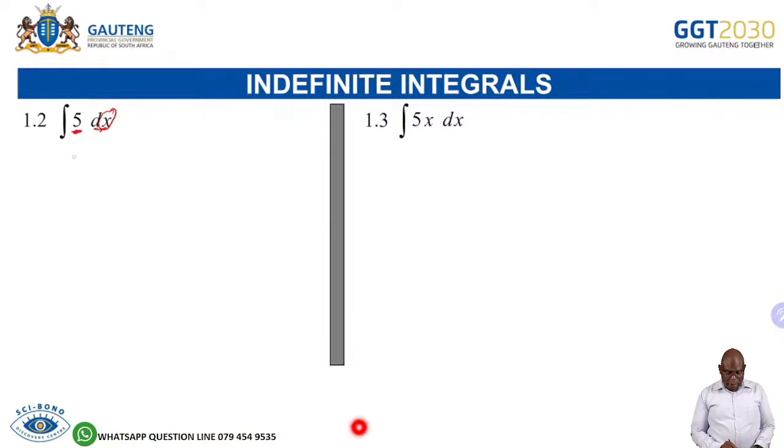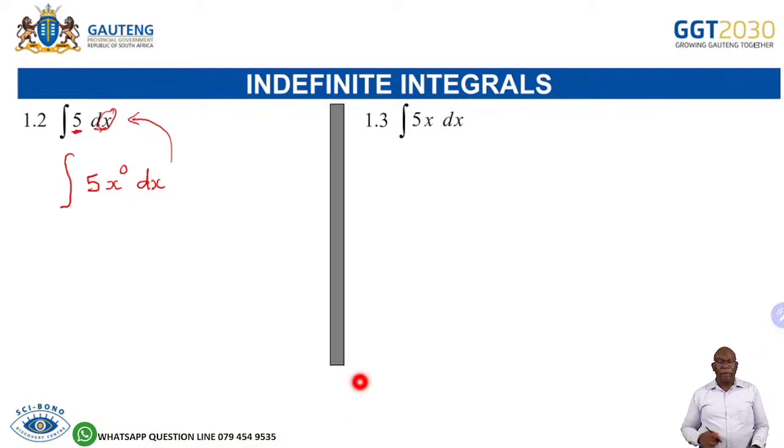As long as I have not integrated, that side must come in. But I must make a plan. If I do that and put this one to the power of 0 and the dx, I'm still going to get the same thing there. Why? It is because x to the power 0 will be 1, and 1 times 5 will give us a 5. So I must make a plan to get the x there.